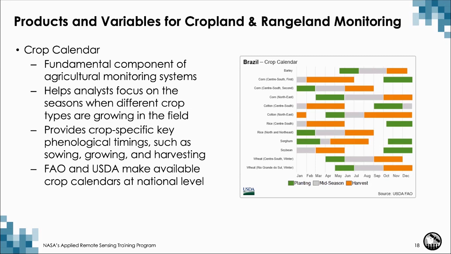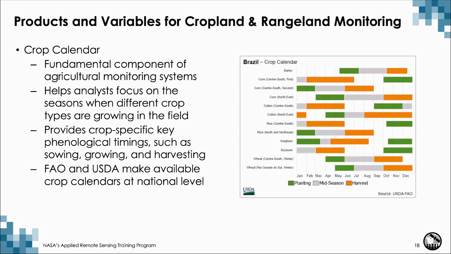Crop calendars are a fundamental component of agricultural production monitoring systems, since they help analysts to focus on the seasons when different crop types are actually growing in the field. In much of the world outside of the tropics, the growing season is limited by winter temperatures. The farther away from the equator your location, the less solar radiation is received, which shortens the growing season. In higher latitudes away from the tropics, cold temperatures of spring limit the earliest opportunity to plant.